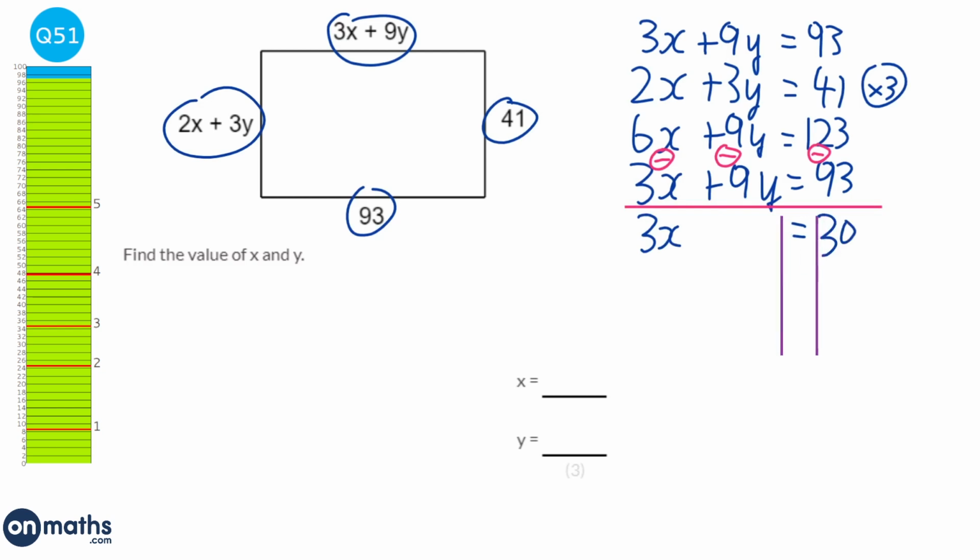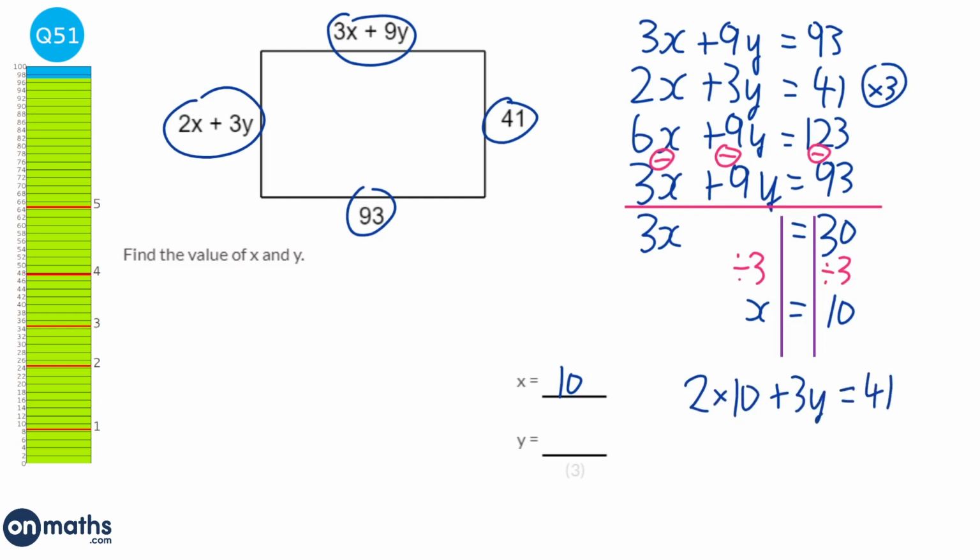We're going to get our solving lines in, and we're just going to divide by 3 both sides. So we've got x equals 10. So we know what x is, but we need to find out what y is. So what I'm going to do is just pick one of the equations. I could pick the 2x plus 3y equals 41, and just substitute the value of x in. So 2 times 10 plus 3y equals 41. So it would be 20 plus 3y equals 41.